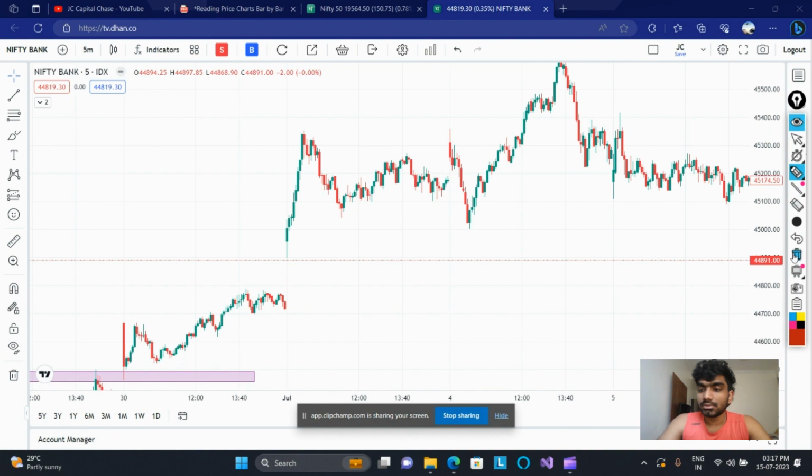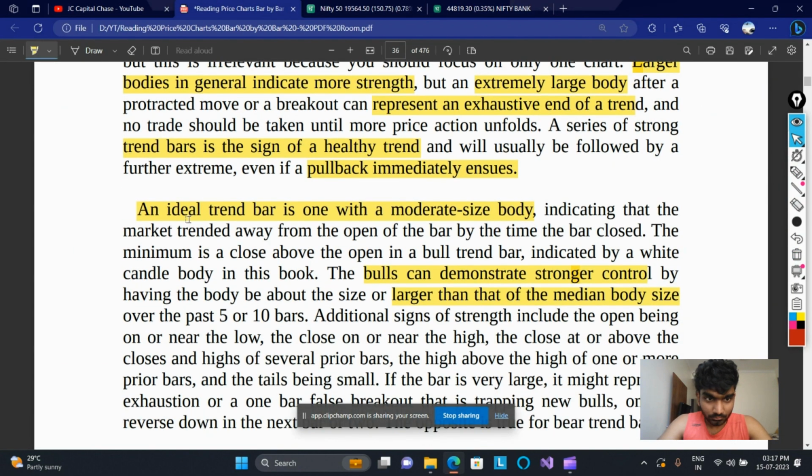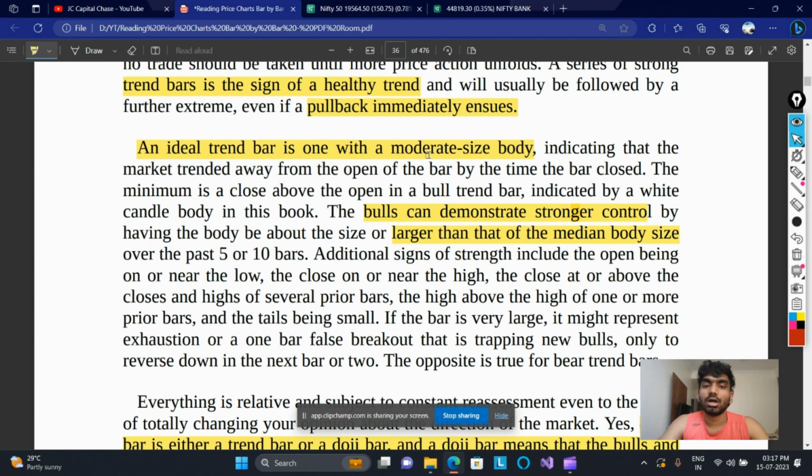So next, in our book over here, it says that the ideal trend bar is about average size. Like I told you, if there is an extremely large candle, you have to be careful because profit booking can happen, anything can happen, a reversal can happen, or it is just a fake breakout. But if there are moderate bullish candles, you should always look for taking trades in that direction, whether it be bearish or bullish.